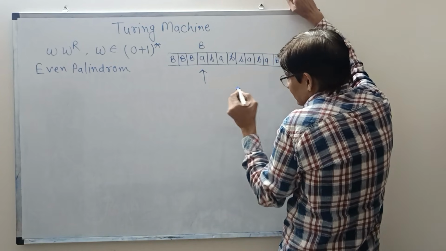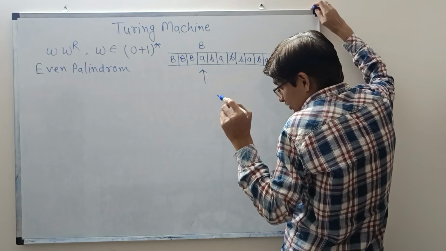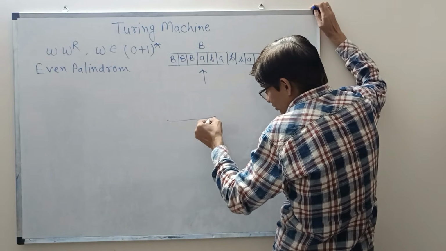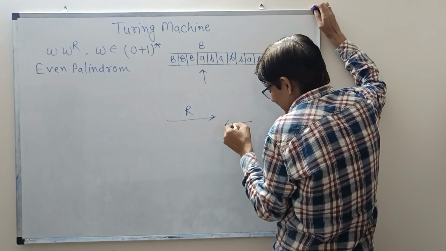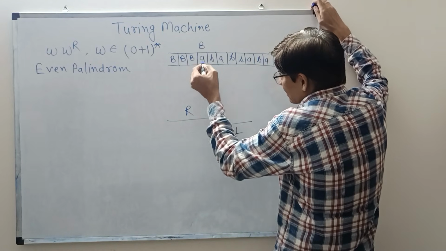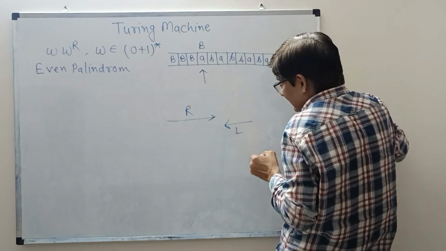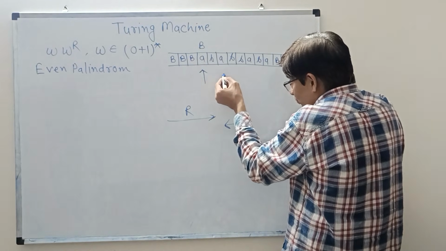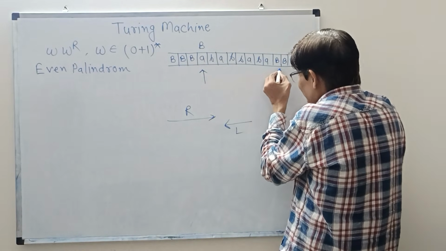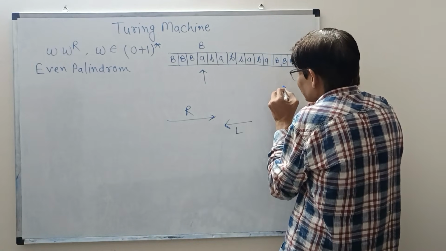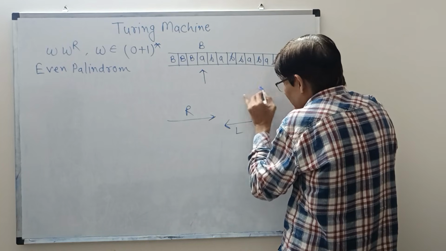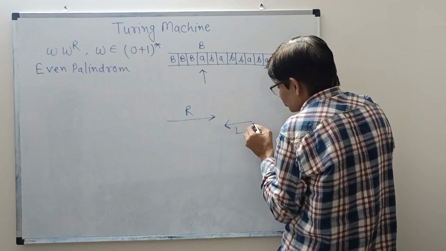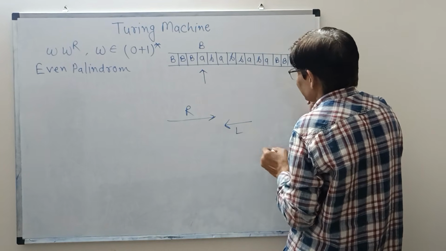As you know friends, a Turing machine can move in both directions, in the right direction as well as in the left direction. So when we are converting the first symbol into blank, we will move towards the right until we get the blank symbol B. And when we get the blank, we will reverse the direction of movement. So we will start moving towards the left.